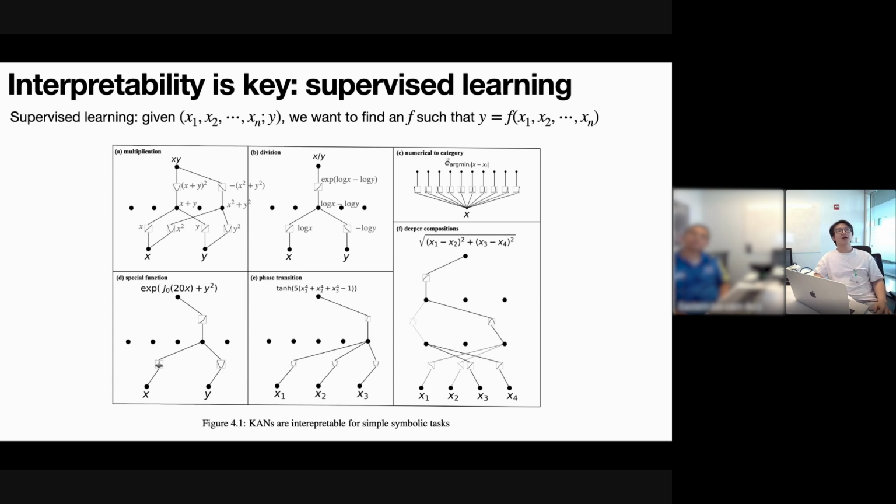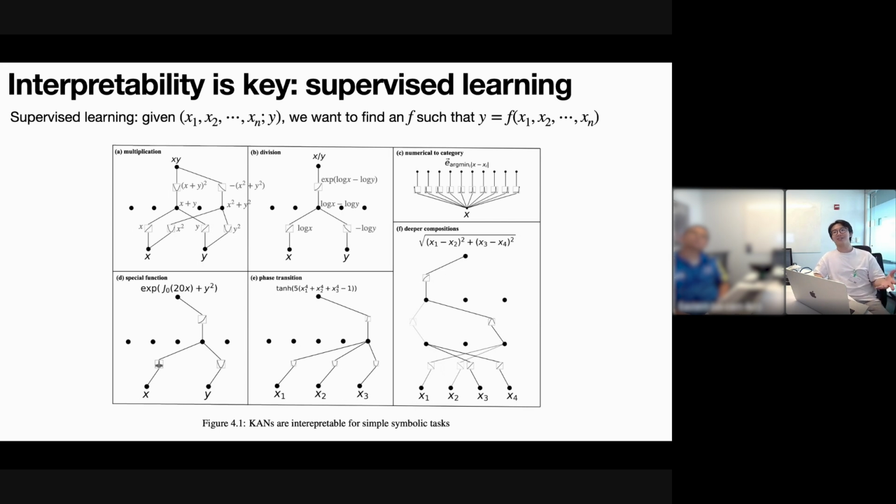So here I show some cases. The plot looks a bit busy, I apologize for that, but maybe you can focus on the first two, the multiplication and the division. So how does a KAN do multiplication? The multiplication task is that you take in x and y, and you want to predict x multiplied by y.